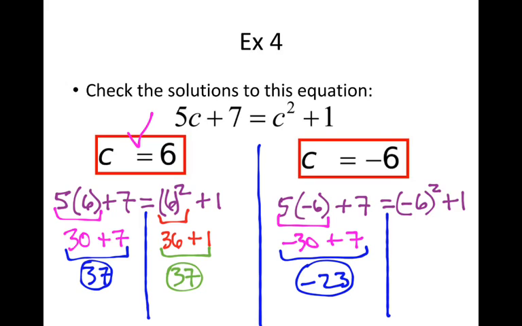And then on the right side, negative 6 squared. So it's negative 6 times negative 6 gives us positive 36 plus 1. And then 36 plus 1 is 37. Is that correct? No, this answer is not correct, so we're going to put an X through our answer there.